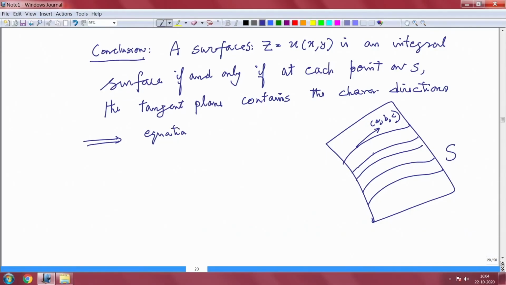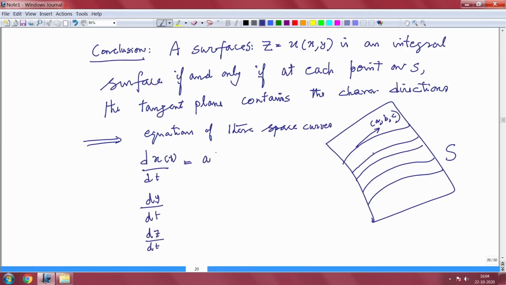So, I want to write down the equations of the curve. Now, it is easy. The equations of these space curves are given by dx(t)/dt, dy(t)/dt, and then I will stop here and continue this one, because this will be a(x(t), y(t), z(t)), z is u basically, but I am not bothered about that now, and this is also equal to c(x(t), y(t), z(t)). Okay. And this is the curve, so this will be a curve.